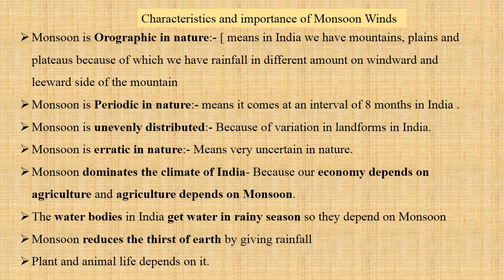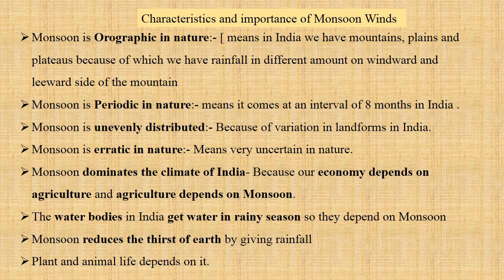Monsoon dominates the climate of India because our country depends on agriculture, as agriculture is the main occupation of our country, and agriculture in our country depends on monsoon. And that's the reason monsoon controls the climate of our country and monsoon controls the economy also of our country.